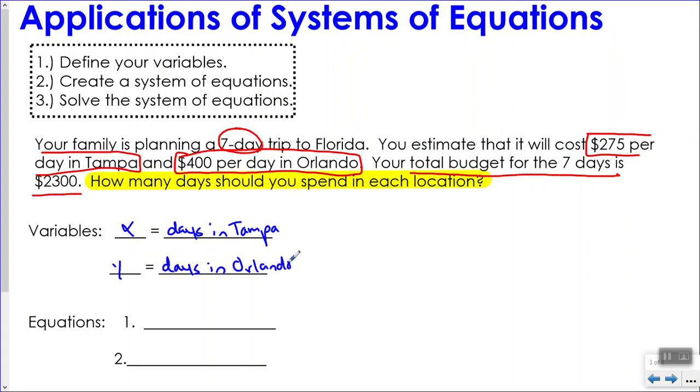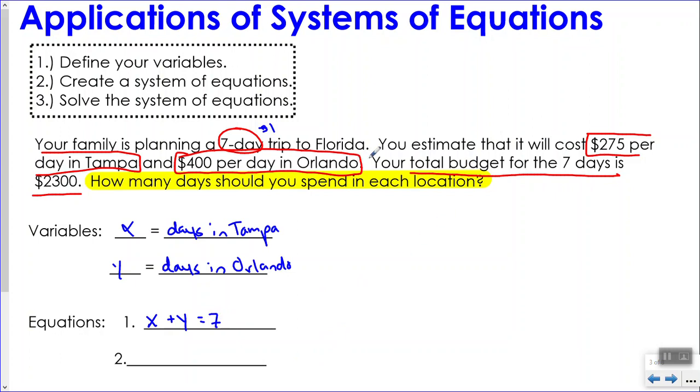So now we need to look at the information we're given and think about how we can relate these two variables together. The first piece of information is going to be my 7-day trip. So this is going to be my first equation. The number of days I spend in Tampa plus the number of days I spend in Orlando has to be equal to 7, because we know that that's as long as we're going to go. We're not going to go any longer than that.